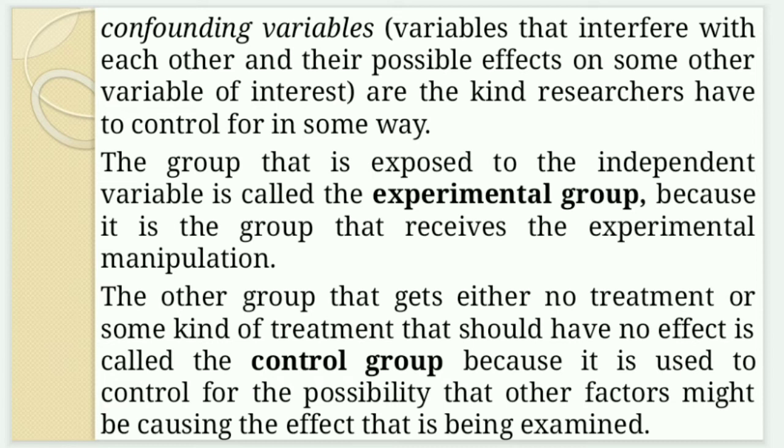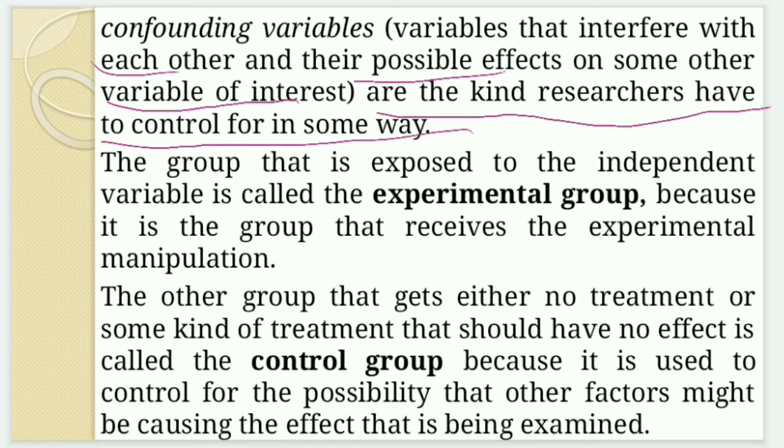So the response of the participants that is measured is known as the dependent variable. Confounding variable. Variables that interfere with each other and their possible effects on some other variable of interest are the kind that researchers have to control for in some way.